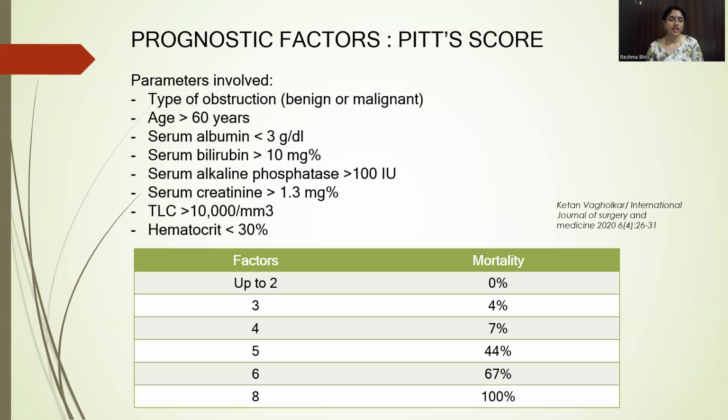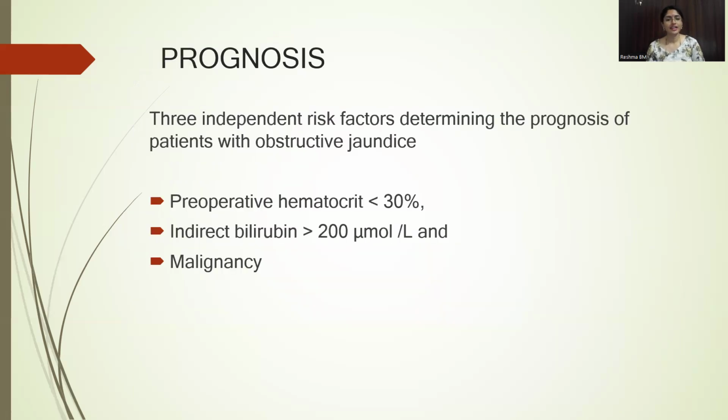The parameters involved are type of obstruction, where a point is given if it is malignant, age more than 60 years, serum albumin less than 3 gram percent, serum bilirubin more than 10 milligram percent, serum alkaline phosphatase more than 100 international units, serum creatinine more than 1.3 milligram percent, total leukocyte count more than 10,000 per cubic mm, and hematocrit less than 30%. The three independent risk factors determining the perioperative prognosis in these patients are preoperative hematocrit of less than 30%, indirect bilirubin more than 200 micromole per liter, and malignancy.